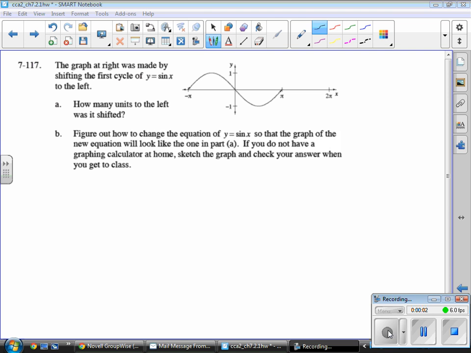This is problem 7-117 from section 7.2.1. The graph at right was made by shifting the first cycle of y equals sine of x to the left. How many units to the left was it shifted?